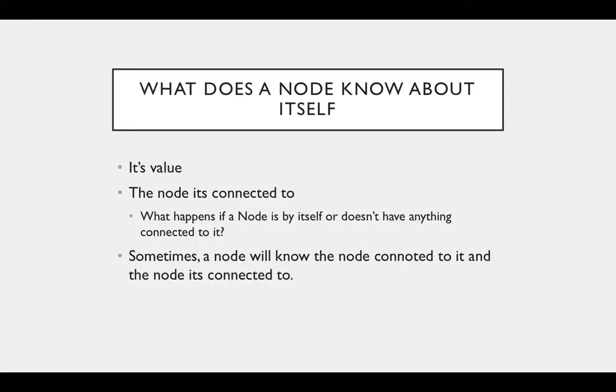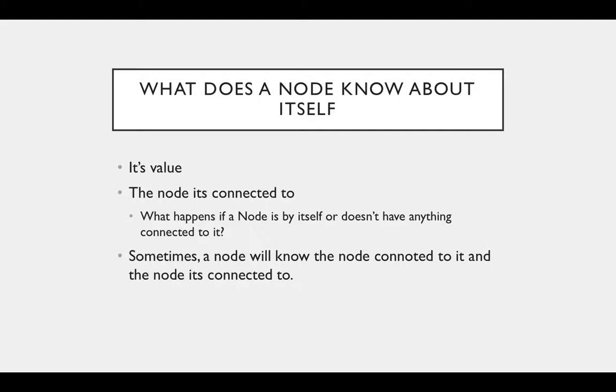So what does a node know about itself? Like I said, it usually knows its value, and it usually knows the node that comes after it. And what happens if a node is by itself or doesn't have anything connected to it? An example is in our queue class that we implemented 2 days ago using nodes, where there was a special edge case we had to worry about when we were adding a node to an empty list. In that scenario, if a node is by itself in the queue, then there's really nothing that comes after it, and so we have to set that to either null or None. Since we're using Python, when we create a node, the node doesn't know the thing that comes after it from the start, so we'll be setting that to None.